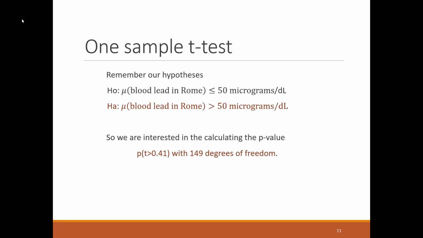First, let's think back to our hypotheses. Remember, our alternative is that the population mean blood level in Rome is greater than 50, and it's less than or equal to 50 micrograms per deciliter for our null. And so we need to calculate the p-value, the probability that t is greater than 0.41 on a t distribution with 149 degrees of freedom. That is 150 minus 1.